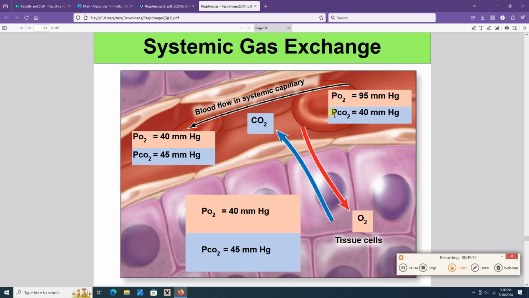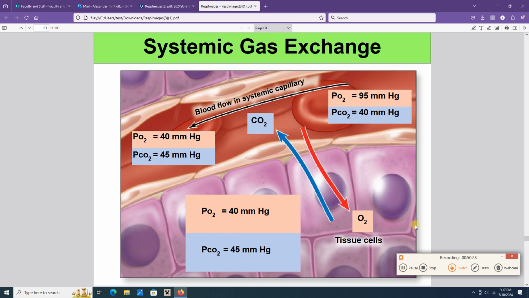Okie dokie. We can also do this partial pressure gradient analysis in our tissues where we're doing systemic gas exchange. So the blood coming into a systemic capillary has a PO2 of 95. Inside my tissues, the PO2 is going to be 40 or less. So oxygen is going to move from the blood into the tissues. Meanwhile, inside my tissues, the PCO2 is about 45 or more, whereas the blood coming into my tissues has a PCO2 of 40. So CO2 is going to move from the tissues to the blood. Fantastic. And again, big gradient for oxygen because it's less soluble, and smaller gradient for CO2 because it's more soluble.